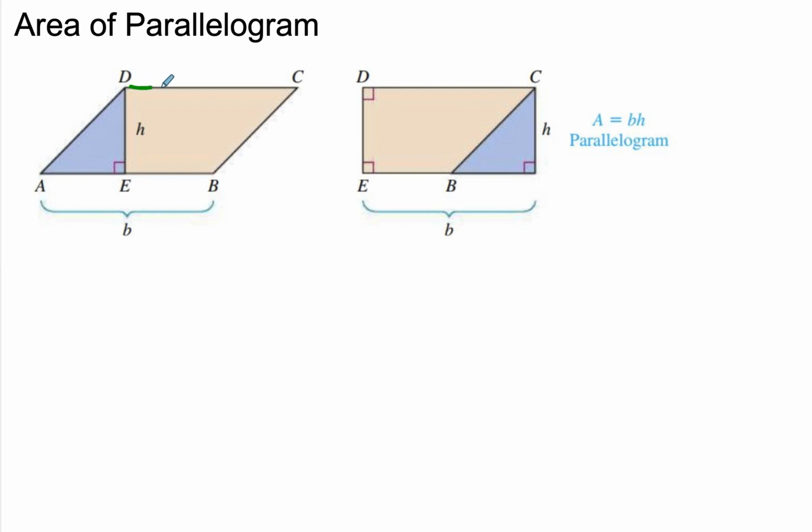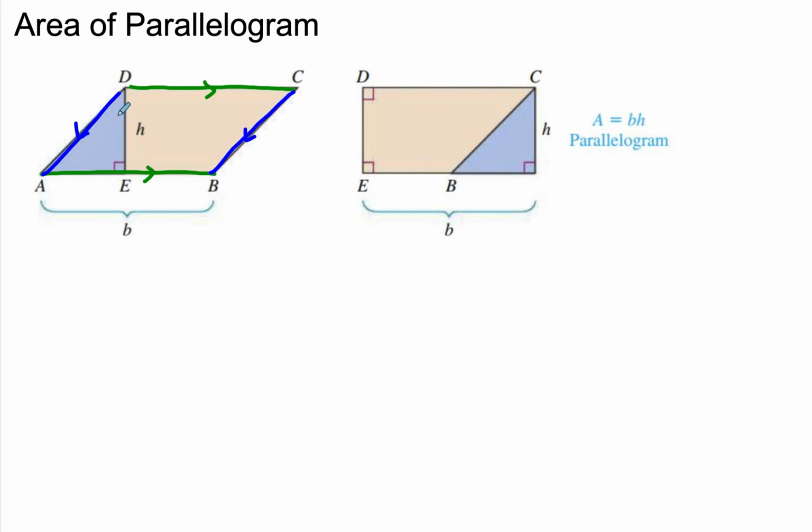So this length and that length are not only congruent, but they have to be parallel. And this side AD and CB are congruent and they are parallel as well. Okay, so that is the definition of a parallelogram. Two opposite pairs, one pair and two pairs. Two opposite pairs are parallel.